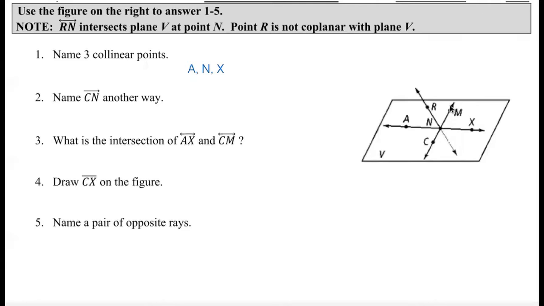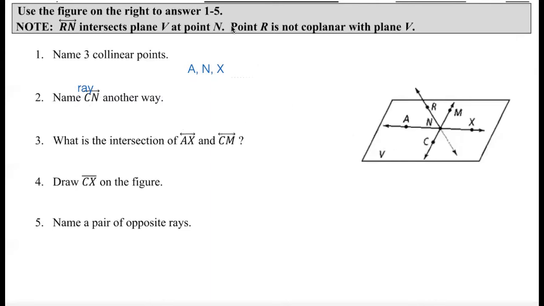Number 2, name ray CN another way. Now, I knew this was ray CN because I noticed on top of the capital letters that there's a line with just one arrow, and that one arrow signifies that we have a ray, okay? So you want to keep that in mind, remember that.